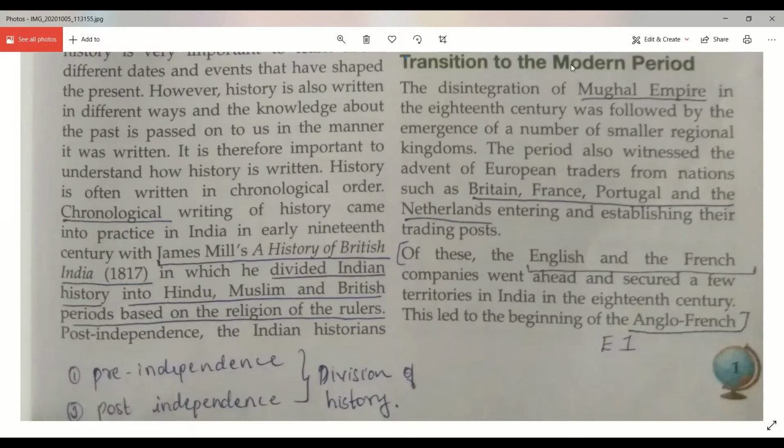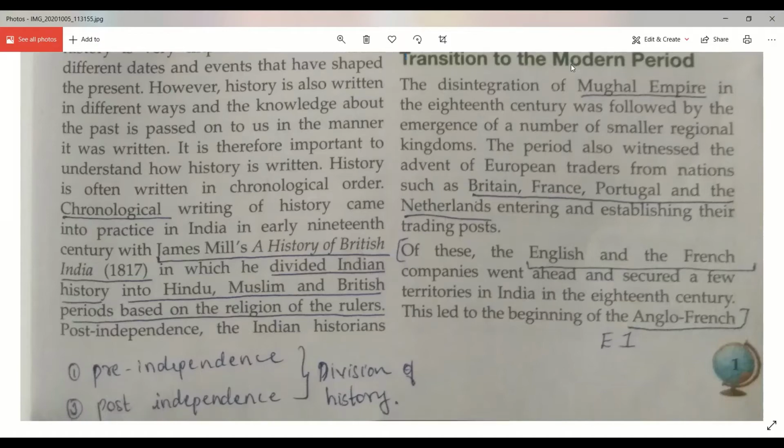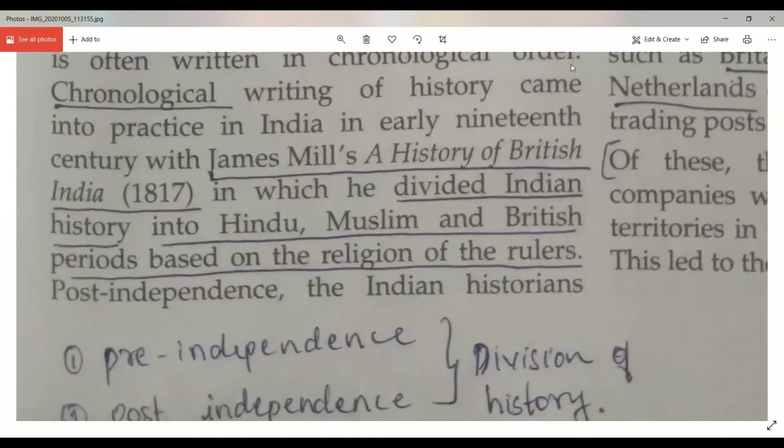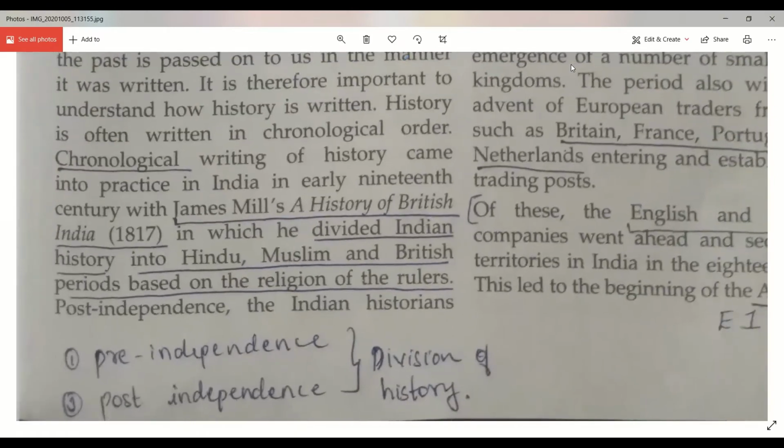Everything that happened after 15th August 1947, after India got its freedom, is called post-independence. Please do remember these two divisions of Indian history.